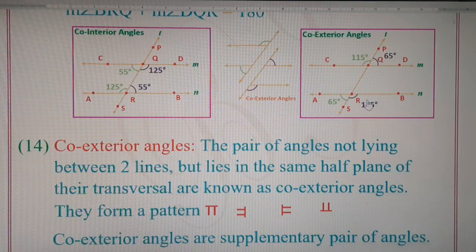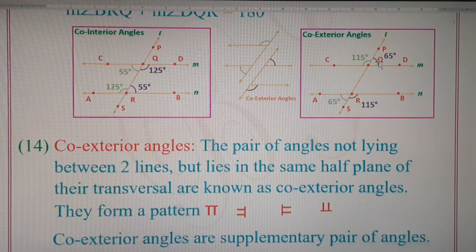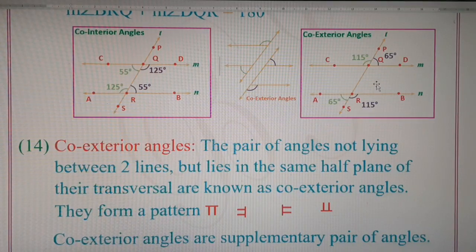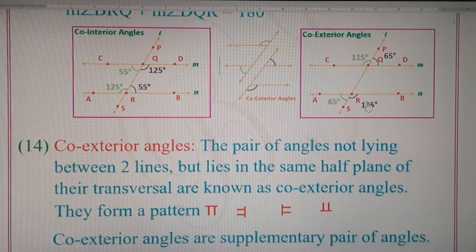Co-exterior angles are supplementary. That means the sum of measures of their angles will be 180 degrees. If one of the angles is given as 115 degrees, the other angle will be calculated as 65 degrees because their sum of measures will be 180 degrees. Because when we add 115 plus 65, their sum total will be 180 degrees. So we can say co-exterior angles are supplementary. Their sum total of measures of their angles will be 180 degrees.